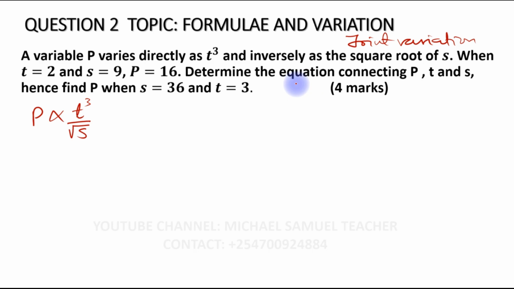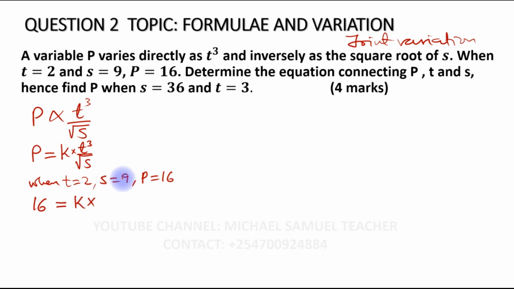Now we need to introduce a constant value. So we shall have p is equal to k, which is a constant value, times t raised to 3 all over root s. We have been given that when t is equal to 2, s is equal to 9, and p is equal to 16. Therefore, we substitute into this equation to get the constant value k. So 16 will be equal to k times 2 raised to 3 all over the square root of 9. This will be 16 equal to k times 2 raised to 3, that is 8, then the square root of 9 is 3.